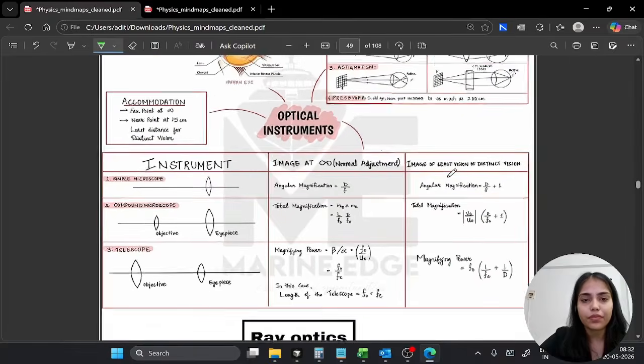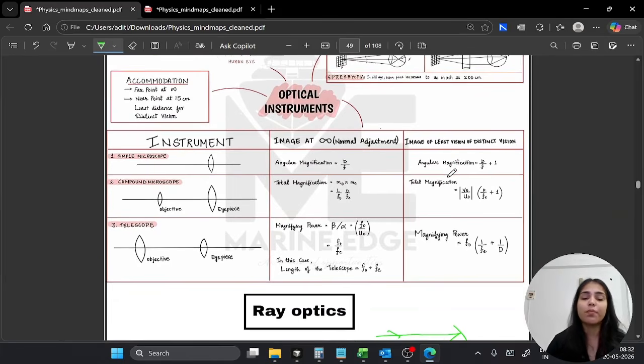Next, we have optical instruments like a simple microscope. In a simple microscope, the angular magnification is D upon F, where D is the distance at which the object is seen and F is the focal length. And the image of the least vision of the distant vision, or how distinctly you will be able to differentiate between these two placed objects, that will be D upon F plus 1.